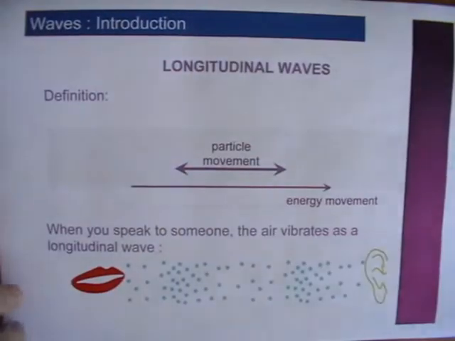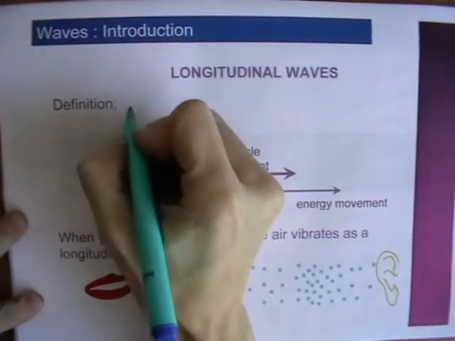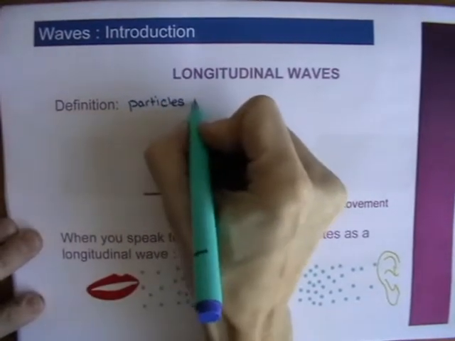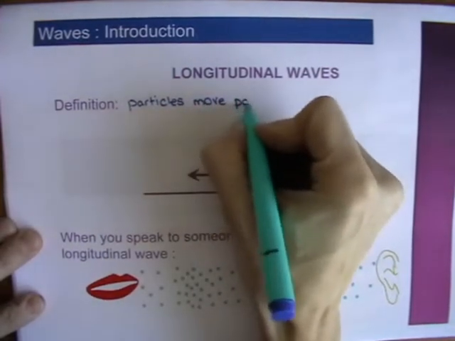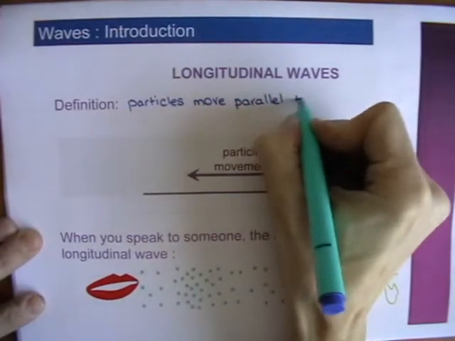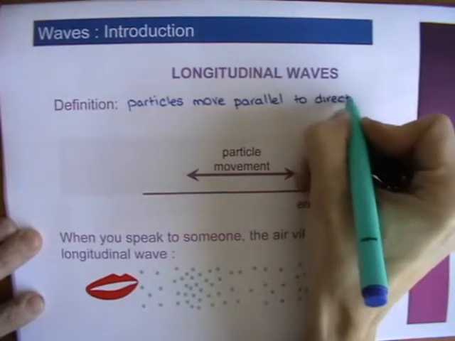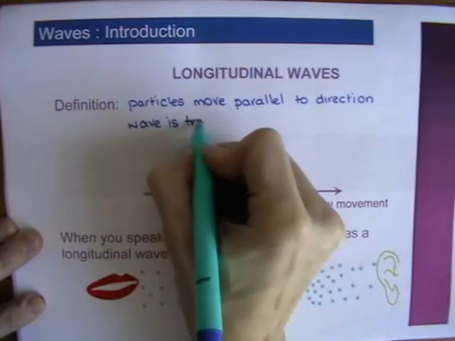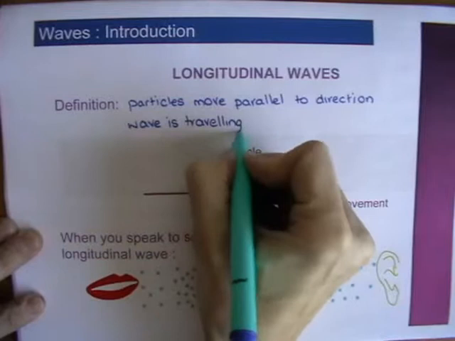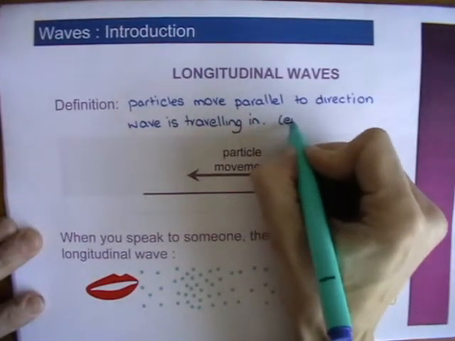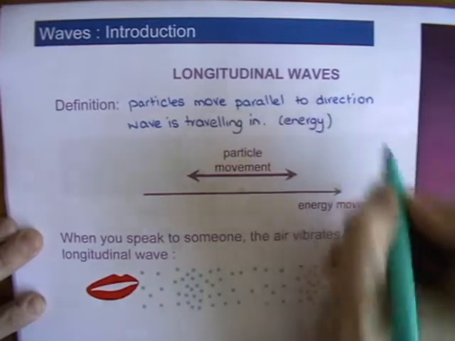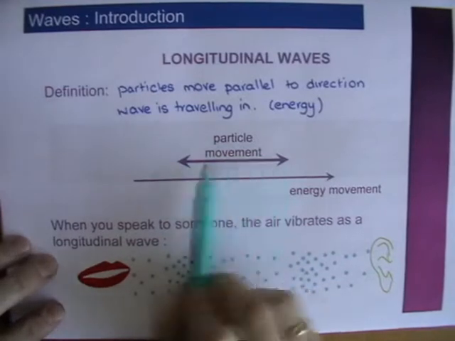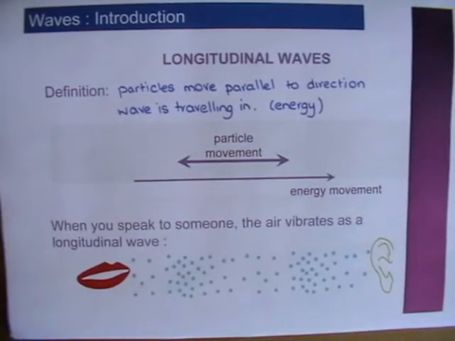So we're going to write that down now in the definition. Definition of a longitudinal wave: the particles move parallel to the direction the wave is travelling in. And again, instead of saying the wave, you could say the direction the energy is travelling in. So you can see there's your two lines, left to right. Your particles are moving left to right, and your energy is moving from left over to right.